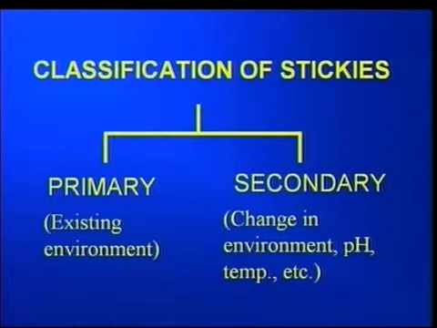We can classify stickies roughly into two groups. Primary stickies are those that are present in the existing environment, and secondary stickies are those which appear due to change in environment, such as pH, temperature, or other wet end chemicals. We will be talking mostly about the primary stickies. Secondary stickies are something you have to be concerned about when they appear, and accordingly adjust the environmental conditions so that they don't give as much problem.